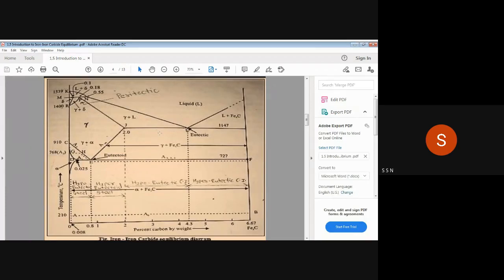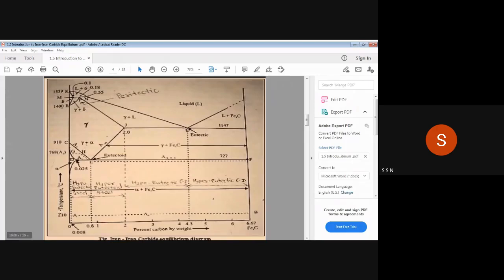So that's why we are calling this a phase diagram, and it is also called an equilibrium diagram because whatever phases are present here are under equilibrium condition. That's why we are calling this an equilibrium diagram.